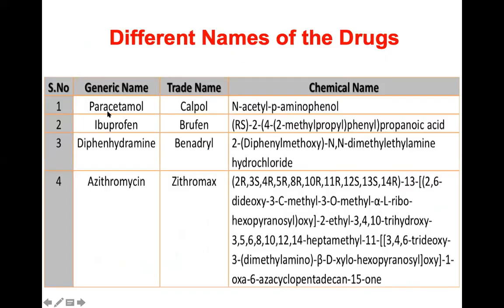If we see paracetamol, it can come with the name of Calpol or Corosine. That is the trade name. N-acetyl-p-aminophenol is the chemical name. Similarly, ibuprofen comes as Ibugesic, Brufen, but this is the long chemical name. Similarly, azithromycin comes by the trade name of Zithromax, Azithral, Azi, and this is the chemical name. If you see the chemical name, it is very difficult for you to remember. But the generic name remains constant.